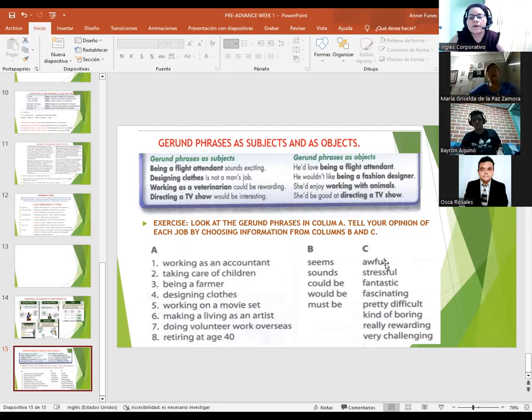Adjectives are described. Awful, stressful, fantastic, fascinating, pretty difficult, kind of boring, really rewarding, and very challenging. For example, in number one, in my opinion, working as an accountant sounds stressful. In my opinion, designing clothes seems fantastic. And then you choose one and one here.